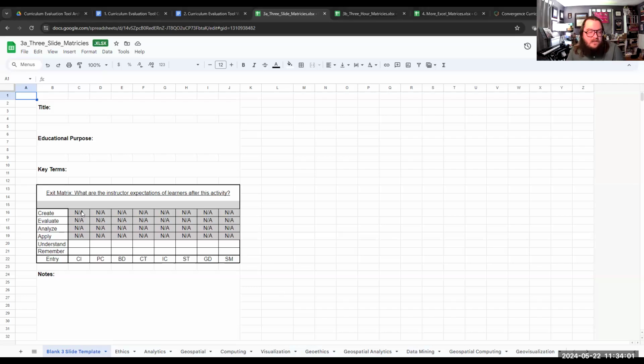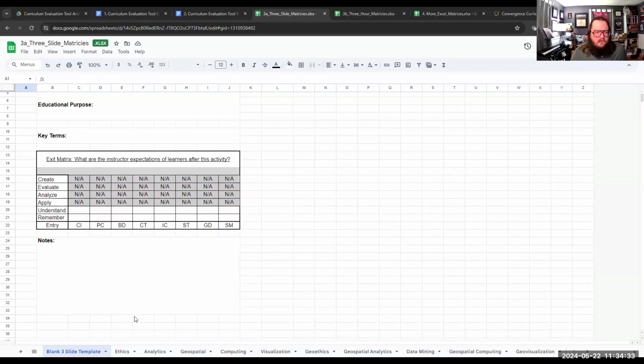Now, obviously, for 3 slides, you're not going to really get to create after 3 slides if someone's coming into a topic new, even if someone's coming into a topic with a lot of experience. So expecting to create something might be a stretch after 3 slides. But in this case, we've got just the first 2 levels on here: remember and understand. I think it's very reasonable after 3 minutes to be able to remember some kind of fact and maybe understand how that fact works in practice.